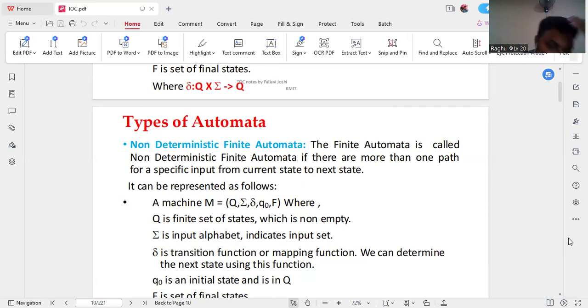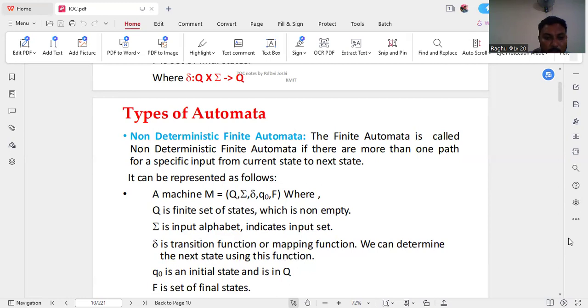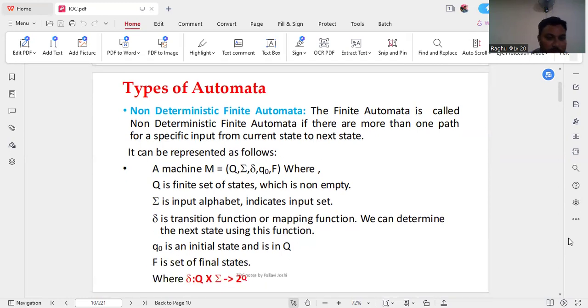We can determine the next state using this function. And here q0 is the initial state which belongs to capital Q, and F is the final state which belongs to the capital Q. Coming to the transition function, there is a formula to find the transition function, that is Q × Σ → 2^Q.